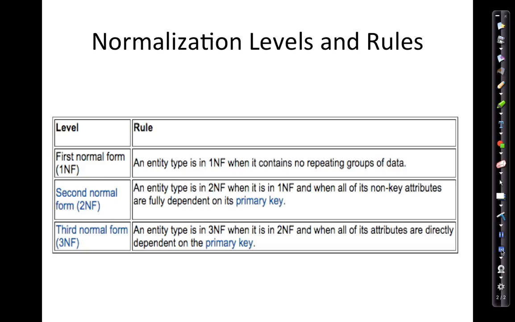An entity type in second normal form is one that is already in first normal form and additionally when all of its non-key attributes are fully dependent on its primary key. An entity is in third normal form when it is in second normal form and when all of its attributes are directly dependent on the primary key.